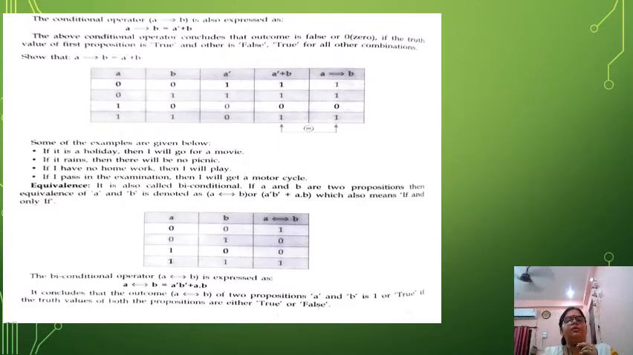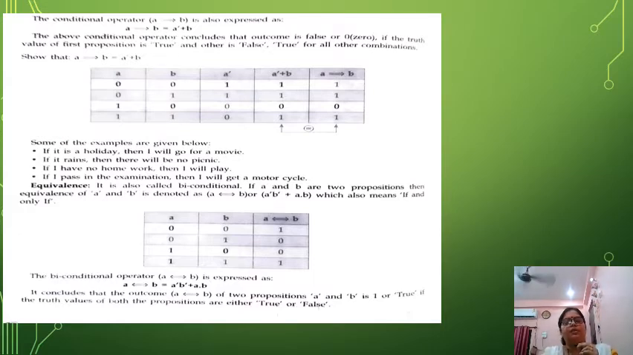Now the conditional, the implication, can also be written as A naught plus B. Here is the table of A, B. Then A naught will be 1100, reversed, and then A naught plus B will be 1, 1, 0, 1. See here, the implication and this expression are both equal.